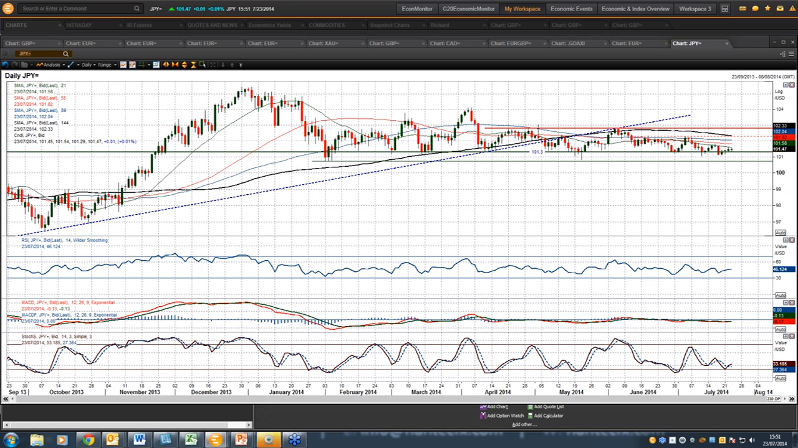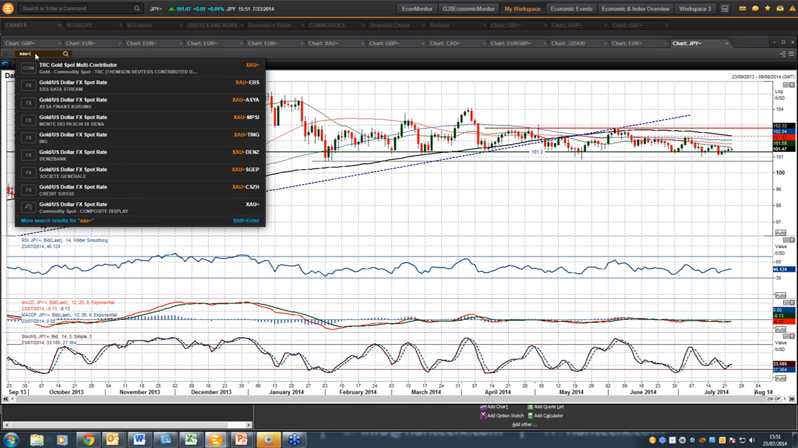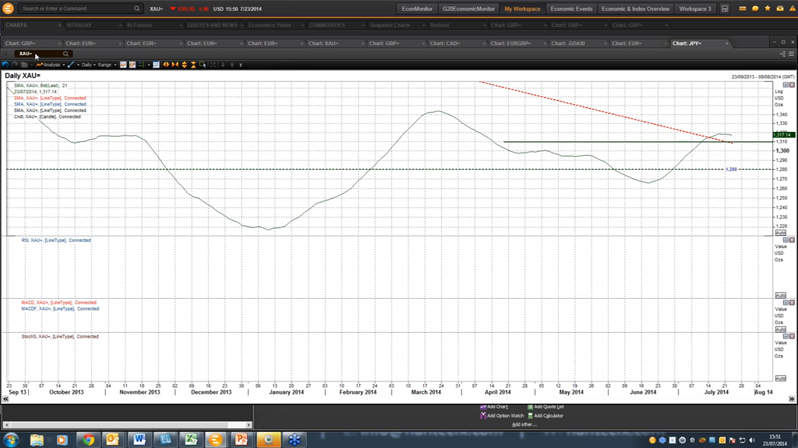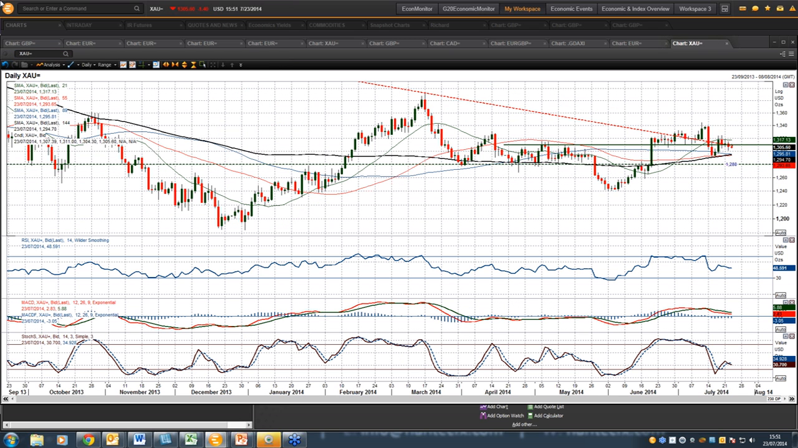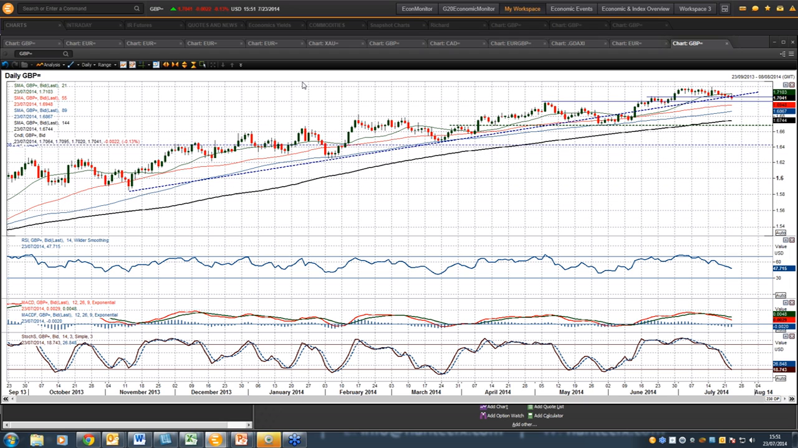Okay, gold. Just very quickly, we've got a question. Linda, there we go. SMA on GBP USD. Okay, fine. So let's go back to GBP USD for Linda. Right. 10 moving average and 21 has crossed on the daily chart.